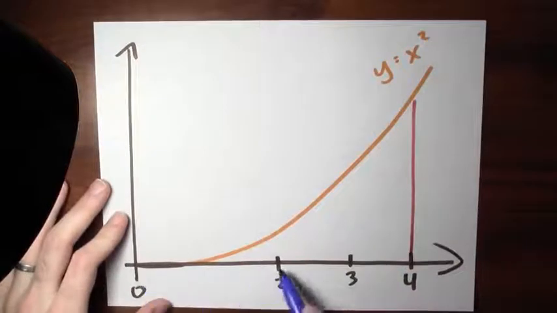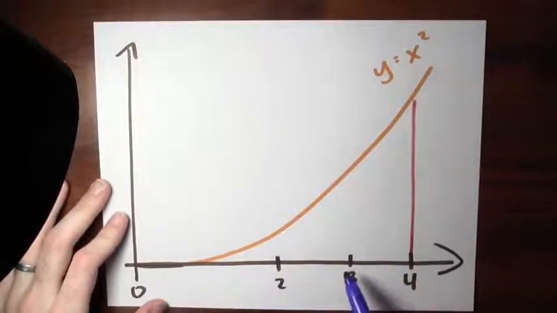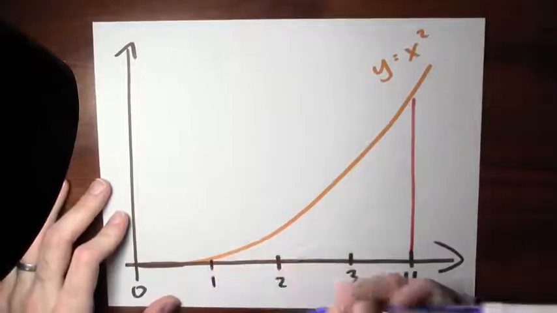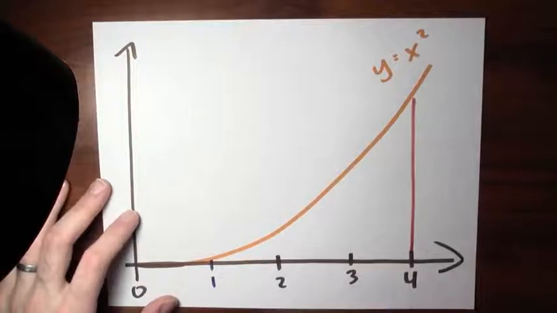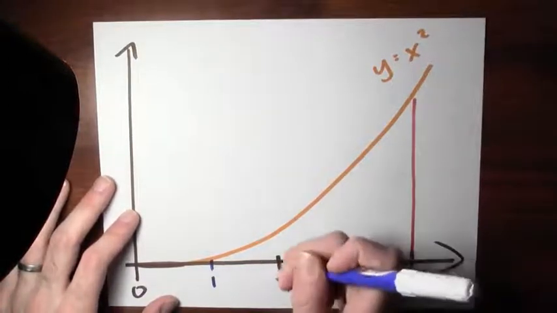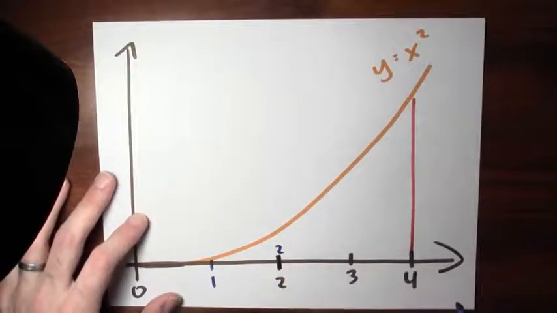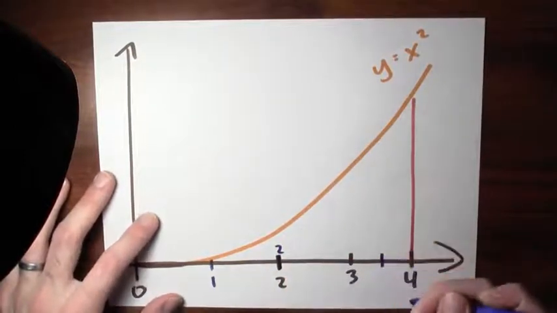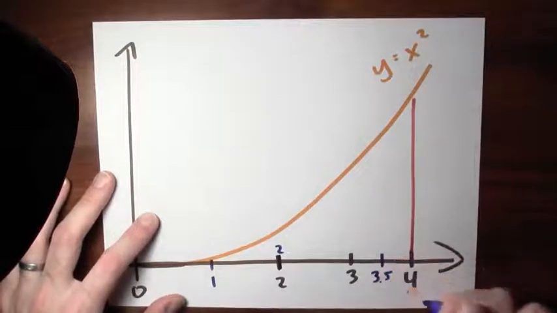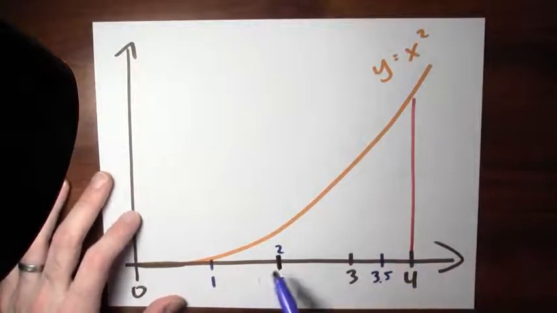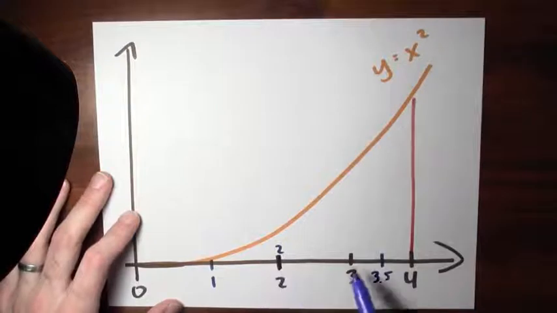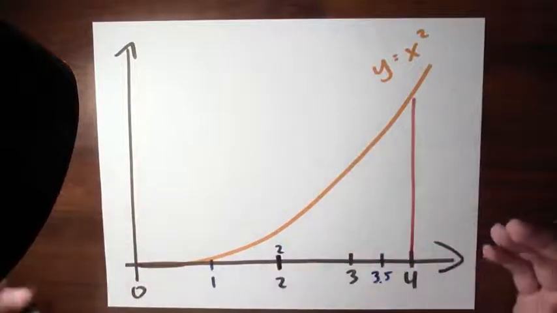So I'm going to choose a sample point inside each of my subintervals in my partition. In this first subinterval between 0 and 2, I'll choose a sample point at 1. In the interval between 2 and 3, I'll choose my sample point to be 2. And in the interval between 3 and 4, I'll choose my sample point to be 3.5. So I've chosen a sample point inside each of my subintervals in my partition.